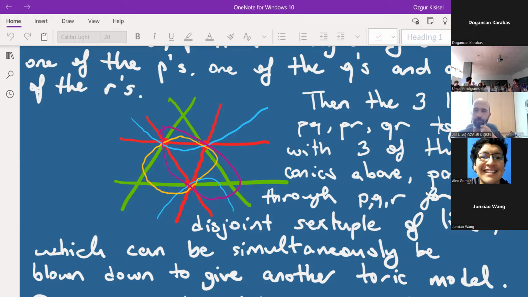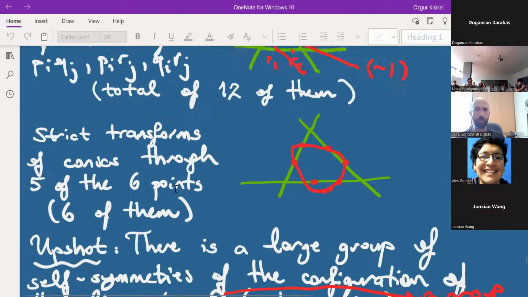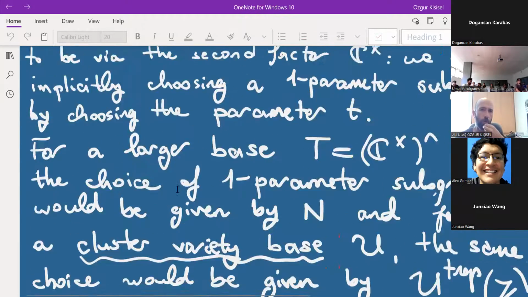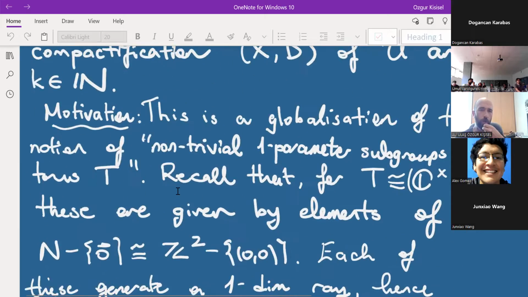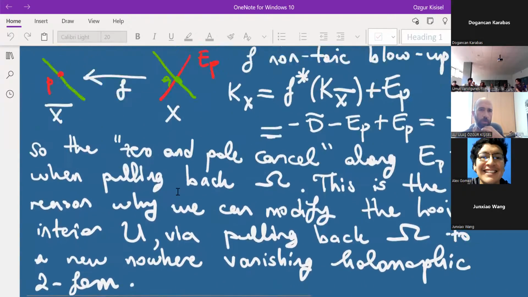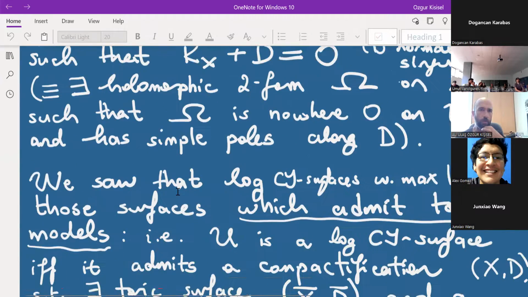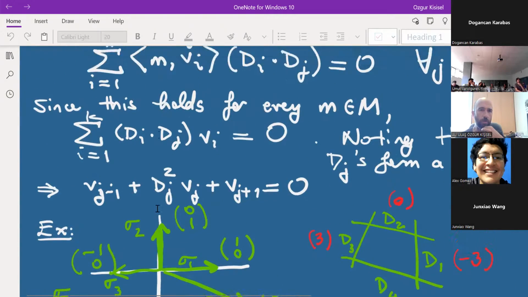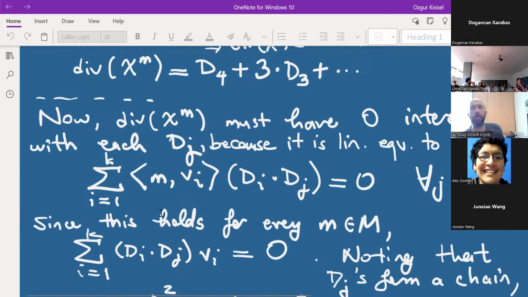I didn't understand the part about the intersection number being 0. At the very first, at the third variety. You mean the divisor of chi m? Yes. Ah, okay. Yeah, sure. I could go back there. Let's see, where was that? Yeah, right here.